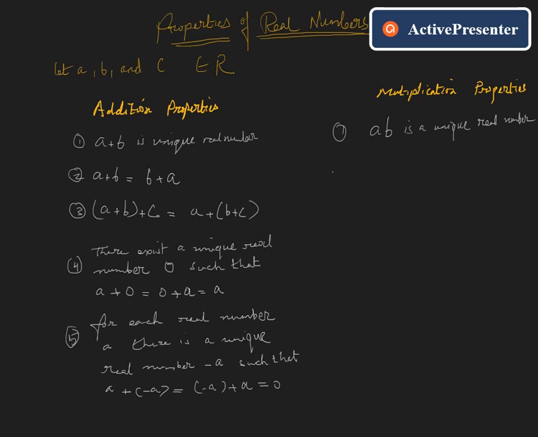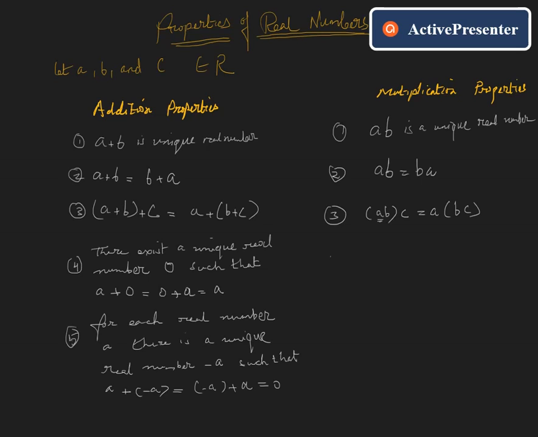The second property: if A and B are real numbers, then AB equals BA. The third property: if A, B, and C are real numbers, then (AB) multiplied by C equals A multiplied by (B multiplied by C).